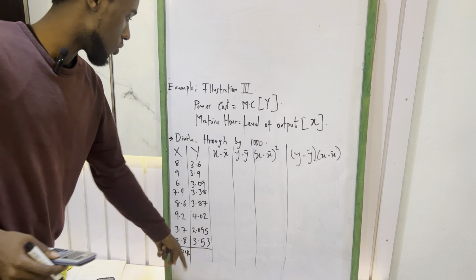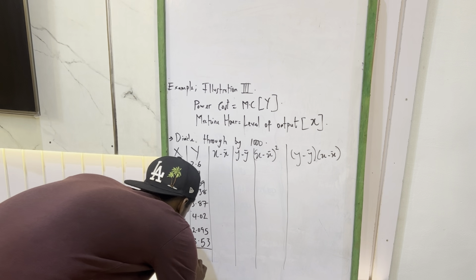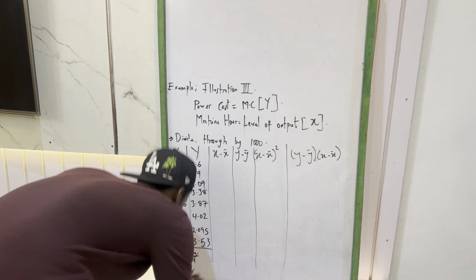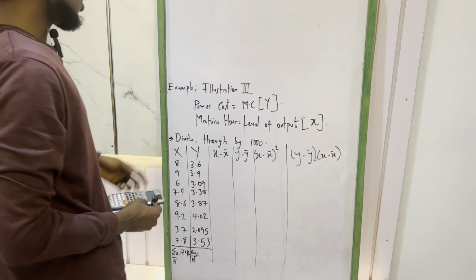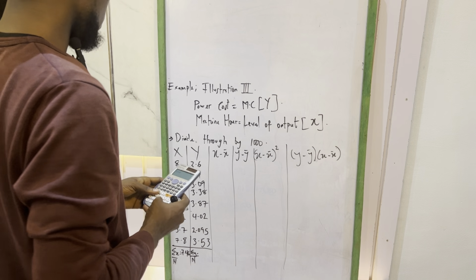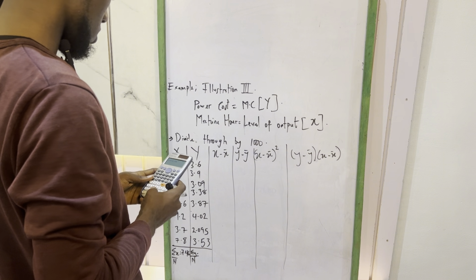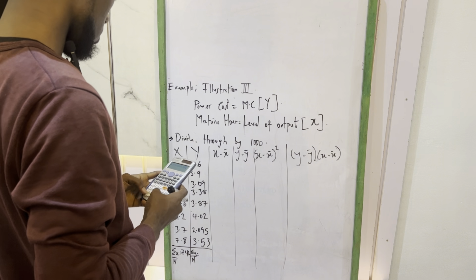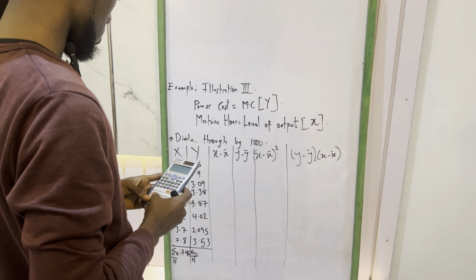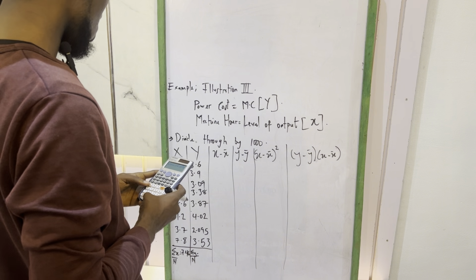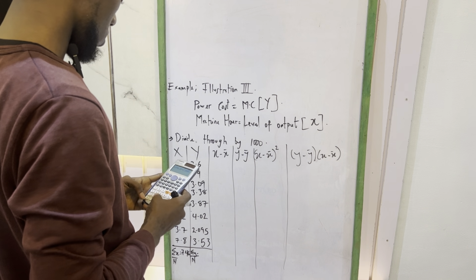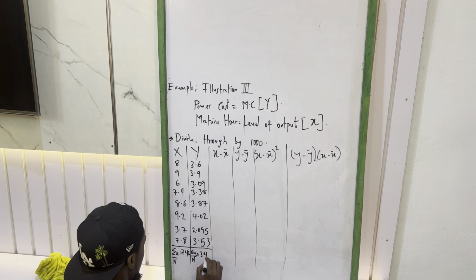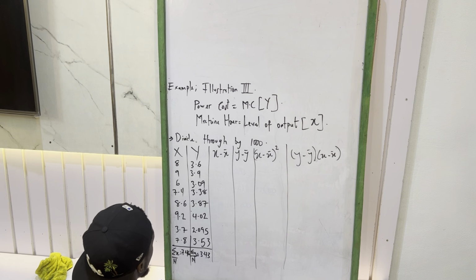We'll do the same thing for Y: summation Y over n, and then the rest of the gist, you get it. Plus 3.9 plus 3.09 plus 3.38 plus 3.87 plus 4.02 plus 2.095 plus 3.53. This is 3.43. All right.